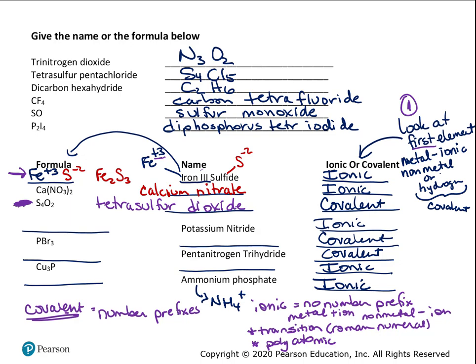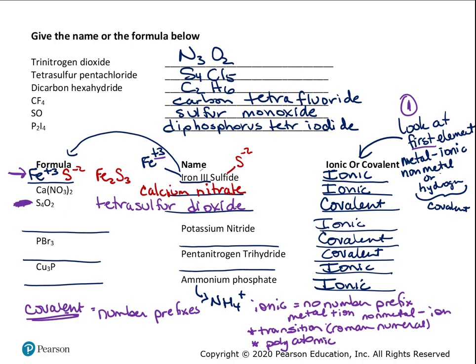I know the charge on the sulfur because it's over in group 6. So 8 minus 6 tells me it's a -2. Notice the first element's positive, second element is negative. When I swap the charges, it gives me the formula of Fe2S3. Okay, so that's the transition metals. I gotta have the Roman numeral. It tells me what the charge is.